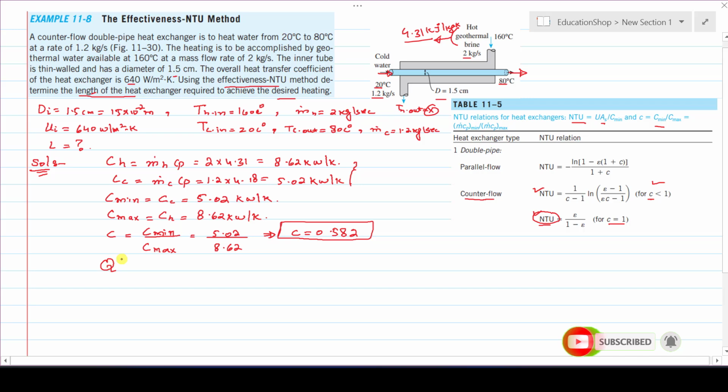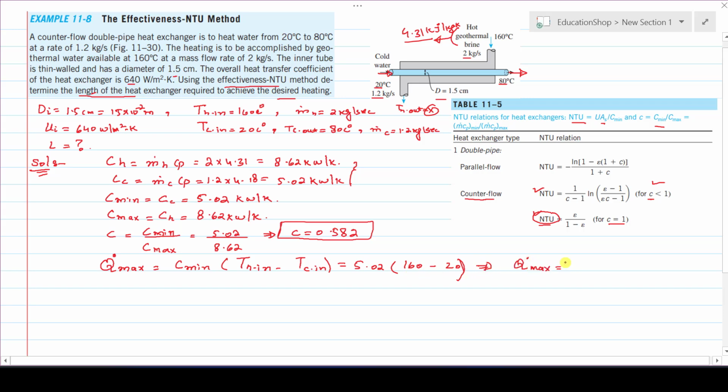Next is to find the maximum possible heat transfer rate, that is Q dot max, and it is equal to C minimum and the maximum temperature difference in the heat exchanger, that is T hot in minus T cold in. That is C minimum 5.02 into T hot in 160 minus T cold in, that is 20. Just simply multiply and you will get Q dot max, that is 702.8 kilowatt. This is the maximum possible heat transfer in the heat exchanger.